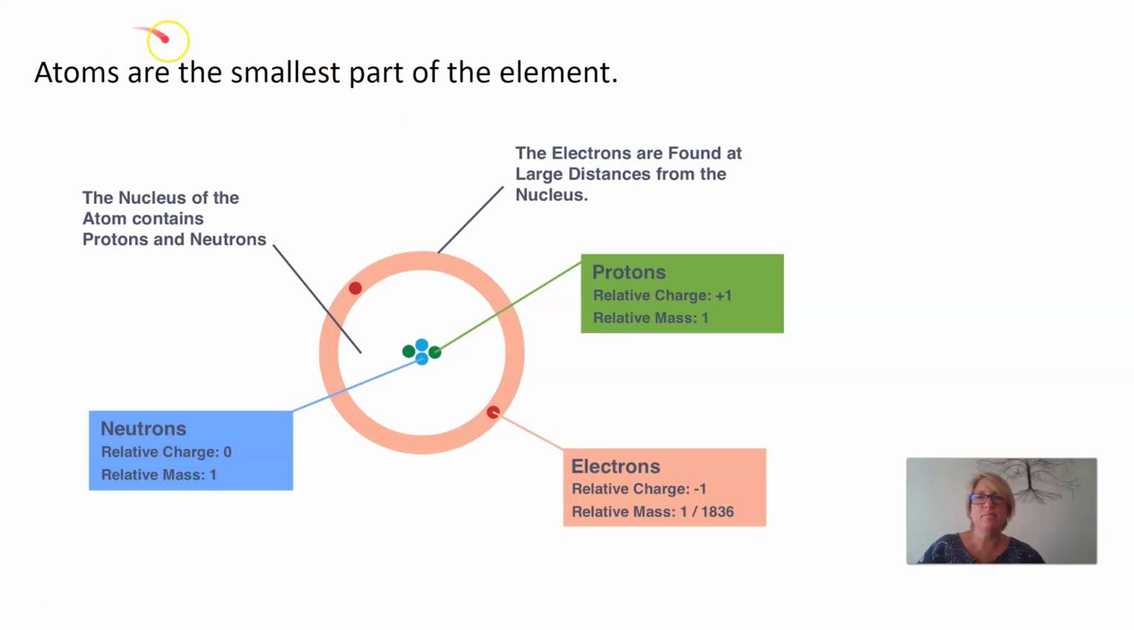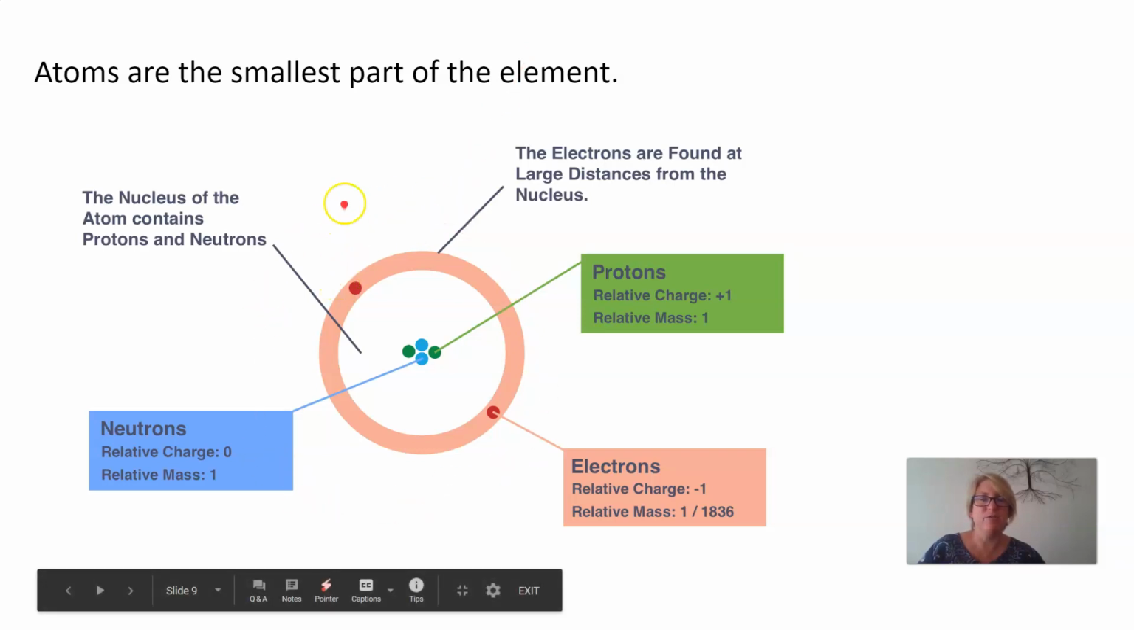So atoms are the smallest parts of an element. So hopefully in grade 8, you did atomic structure. If you didn't, it's not a problem. We'll catch you up today. So this is just a schematic representation of what an atom looks like.